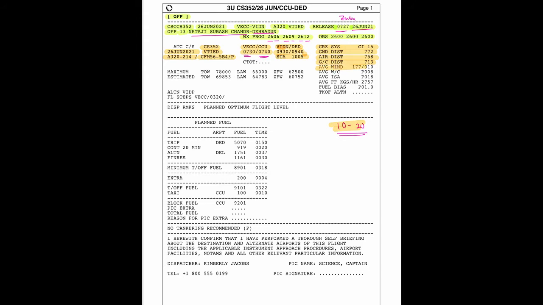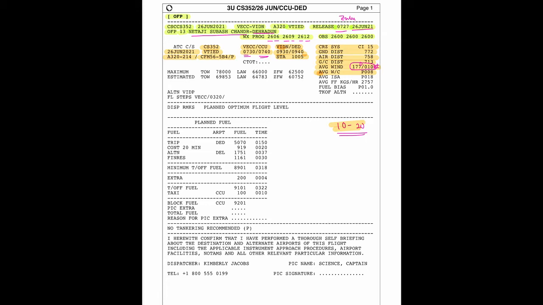Average wind, so 177 and 10 knots. The average wind means the average wind during the flight. This wind is coming from 177 degrees and the speed of the wind will be 10 knots. This is the average wind we'll observe. The average wind component is plus 008.